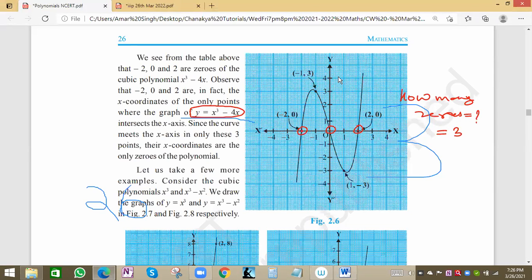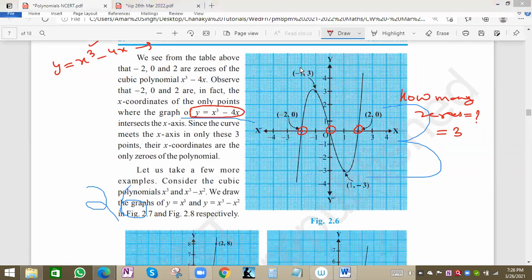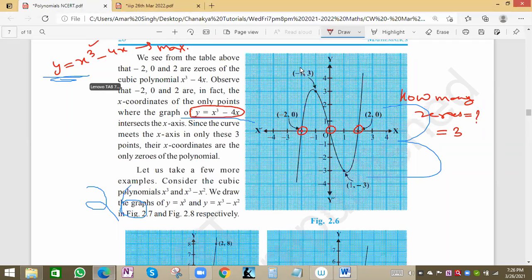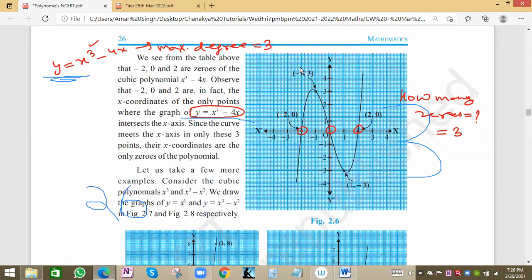So we can find these zeros also. From the equation also we can find the zeros. Suppose this is the graph. So this is a cubic polynomial because the maximum degree is 3, or we can say the maximum power of x is 3. So the degree is 3. P(x) is y. So y = 0 means P(x) is 0.